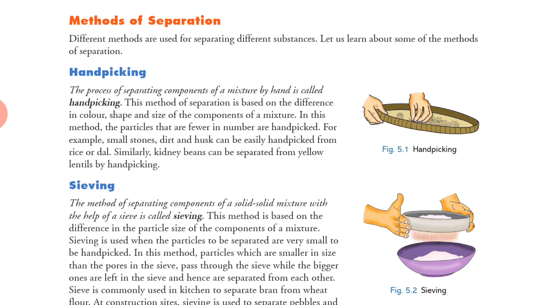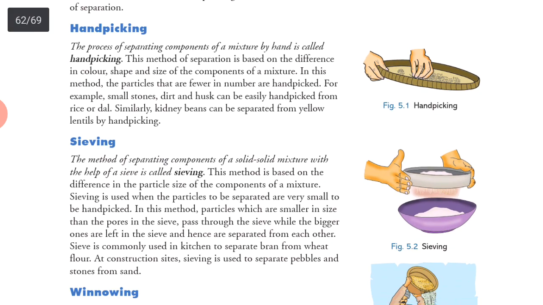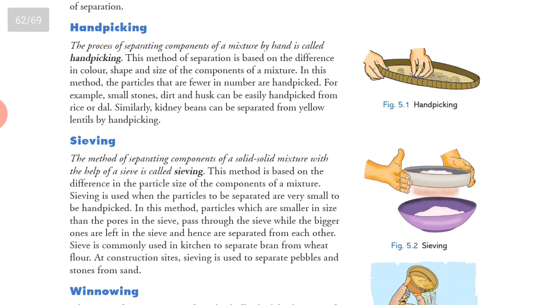Another method, you can see the second one, figure 5.2. Try to remember this figure when your mother cooks food for you. See, she sieves the flour with the sieving tool. The method of separating components of a solid mixture with the help of a sieve is called sieving. This method is based on the difference in the particle size of the components of a mixture.